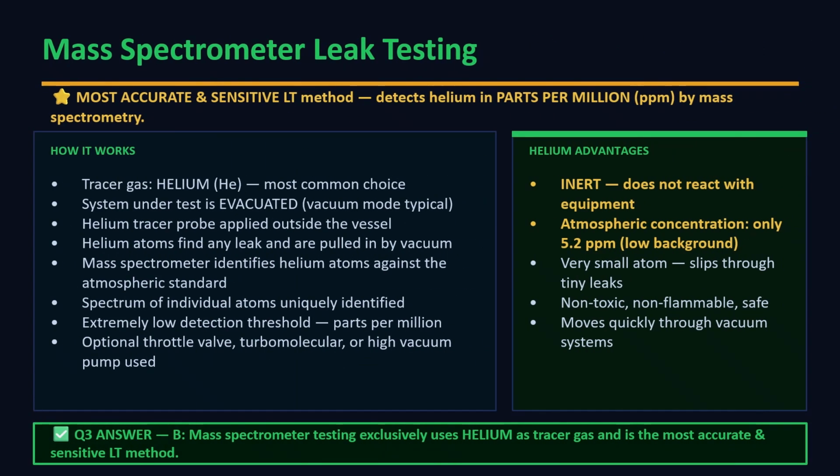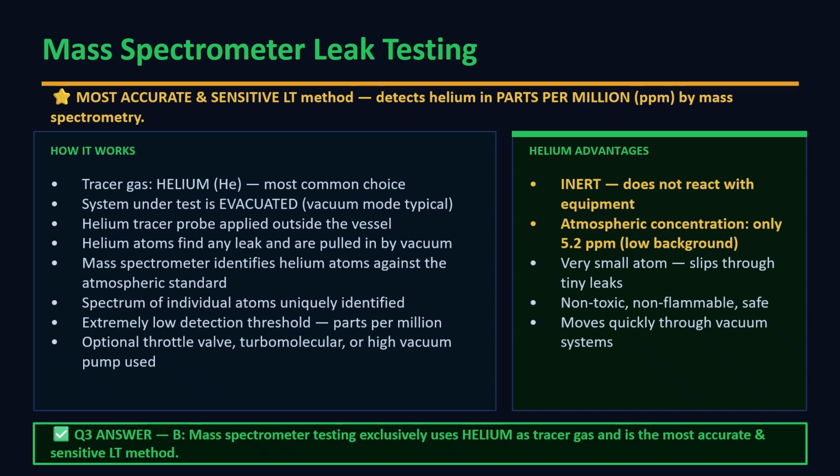Now, inspectors, we arrive at the king of leak testing techniques, mass spectrometer leak testing. This is the highest sensitivity leak testing method discussed in this chapter. And if you remember only 3 words, remember these. Mass spectrometer. Helium. Highest sensitivity. Let's understand how it works.